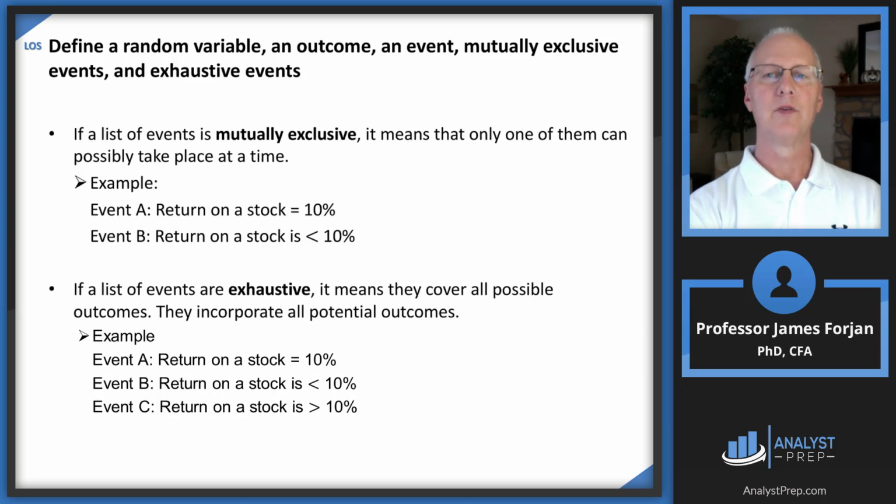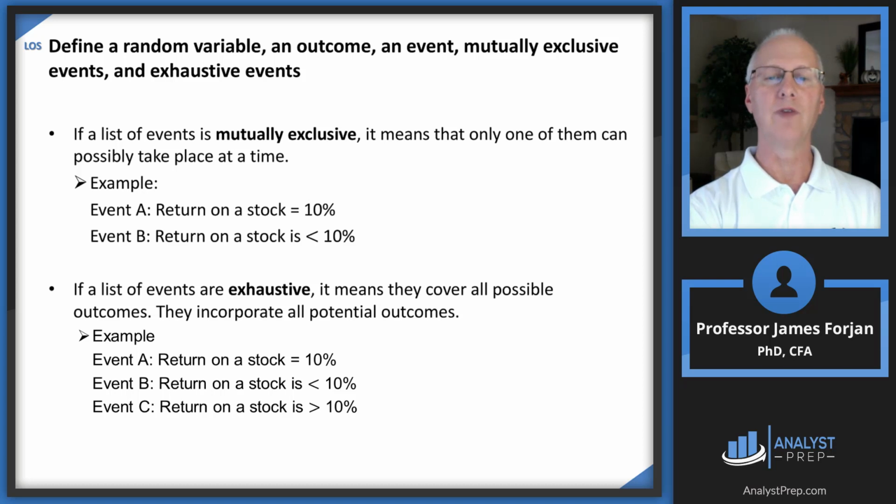Let's go ahead and look at the difference between mutual exclusivity and events that are exhaustive. Those of you who are married will know that you made a very important mutually exclusive decision at one time in your life when you said I do to your spouse. You said I don't to everybody else. So a mutually exclusive list of events can mean that only one of them has the possibility of occurring at any time. So for example, the return on a stock could be equal to 10%, or it could be less than 10%. So it's not possible to have both outcomes at the same time.